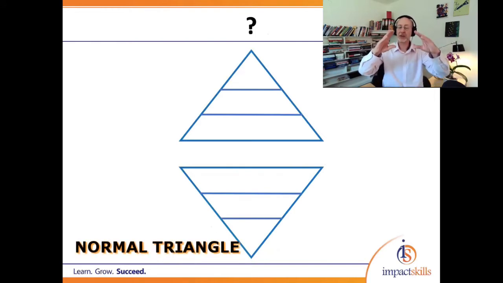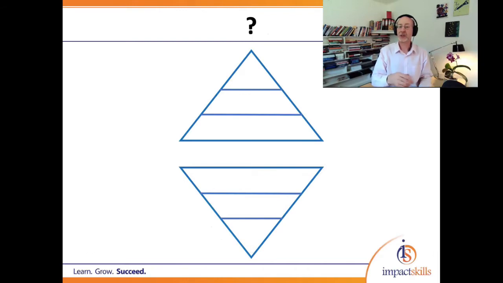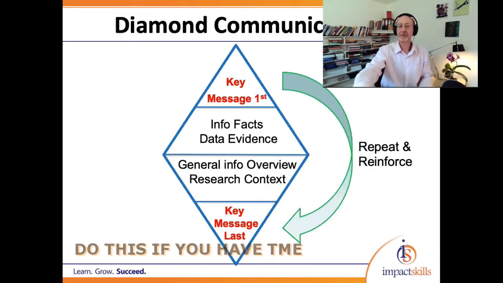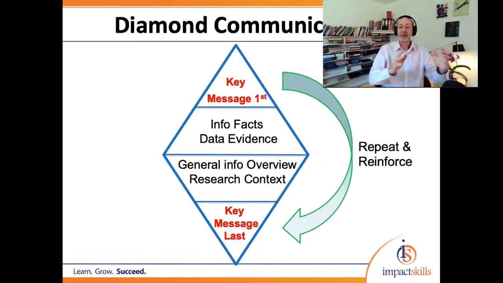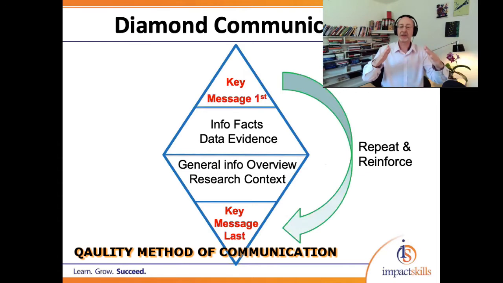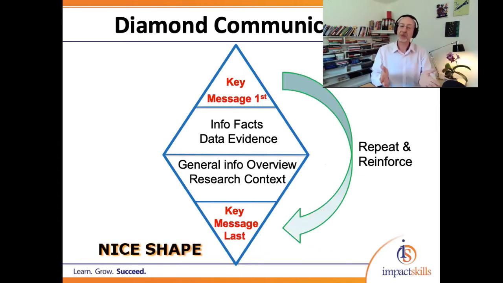So you had the normal triangle and then you had the inverted triangle. There is a way that you could do this if you have time. And that is what I call diamond communication. And it is a metaphor because it's a quality method of communication. It's also one that has a nice shape and possibly easy to remember.